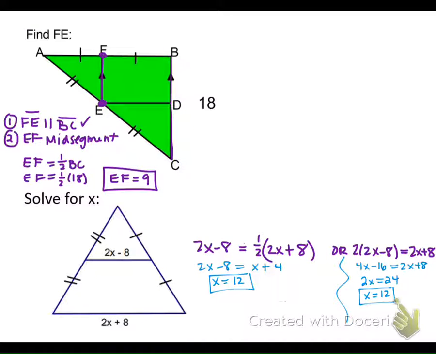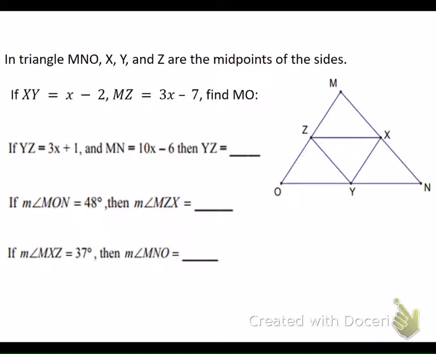All right, last one. So in triangle MNO, X, Y, and Z are all midpoints of the sides. So that means that this is congruent to this is congruent to this, and those are congruent.